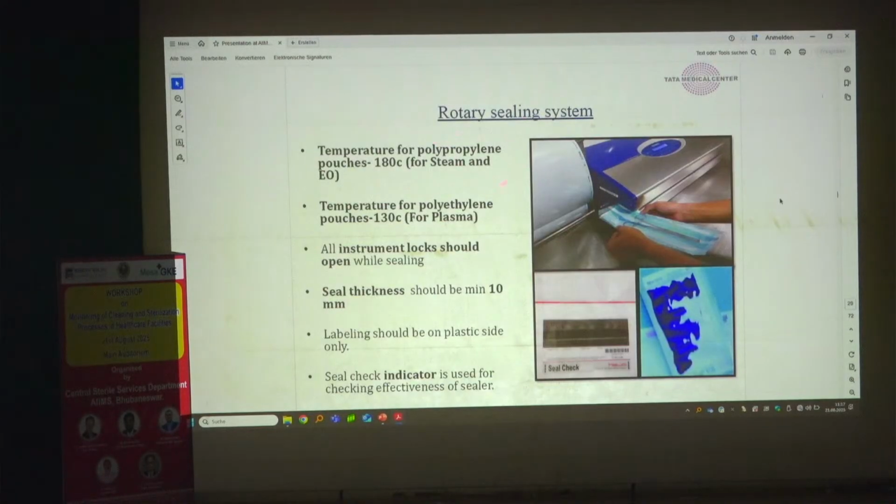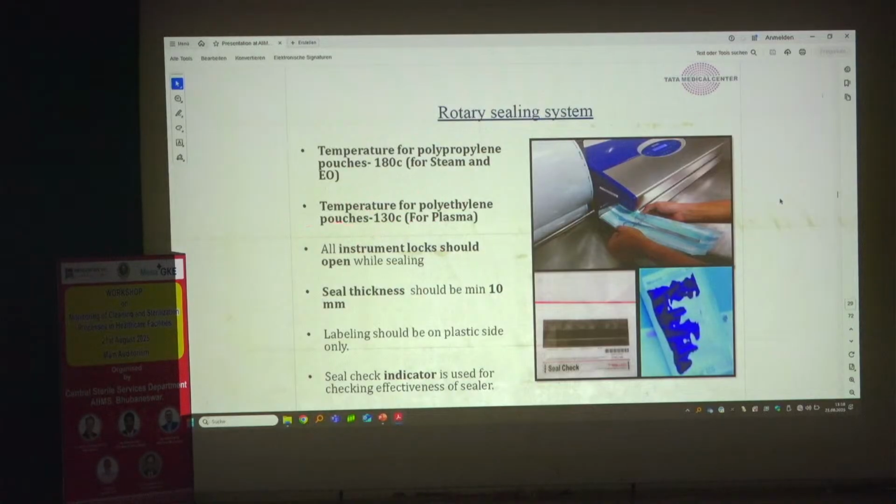This is the rotary sealer machine. We have two machines because we use two types of packaging materials. For steam and ETO, we use polypropylene paper, whereas for the plasma hydrogen peroxide sterilizer we use polyethylene fiber, where the temperature is different, so we cannot change it every time. So we have two to three sealer machines, so that we can maintain 180 degrees and 130 degrees for both sterilizers.